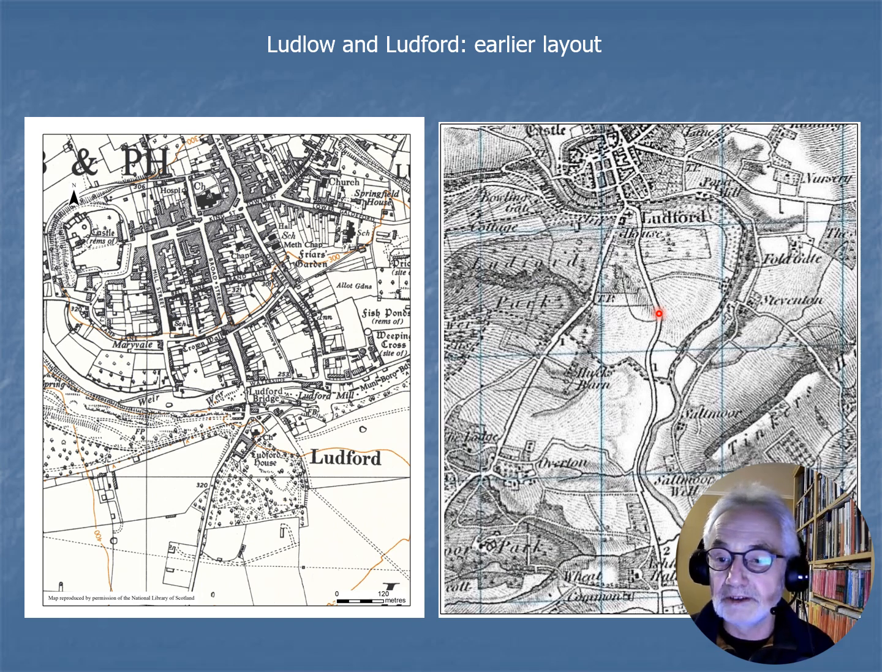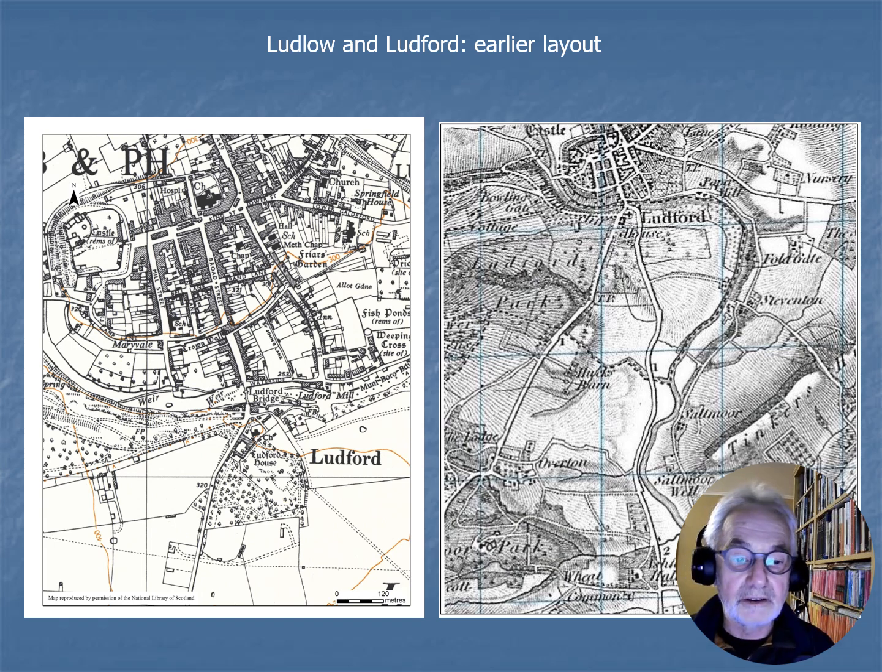This route originally led directly to the ford, but when the bridge was built, was diverted to cross the river by this means. So what happened to this earlier route?